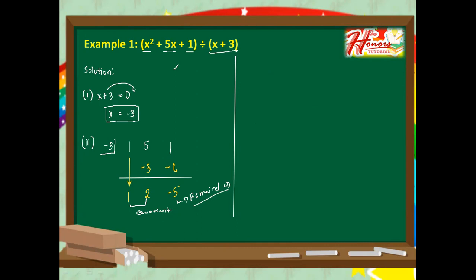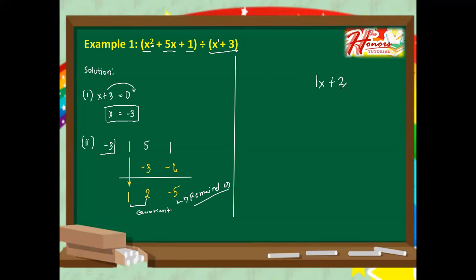So for this, you have to subtract 1 from your first exponent because our exponent here is 2. 2 minus 1, that's 1. So it will become 1x plus 2. This is the quotient part.